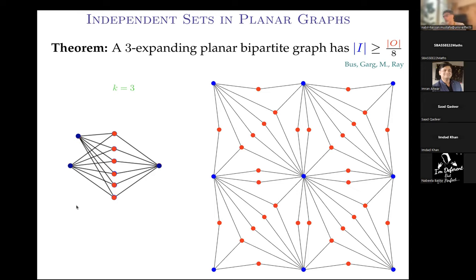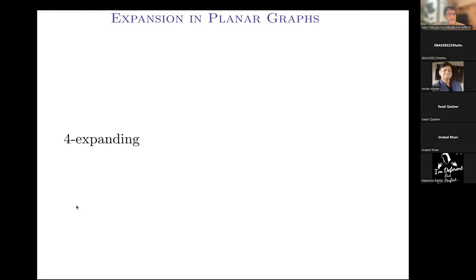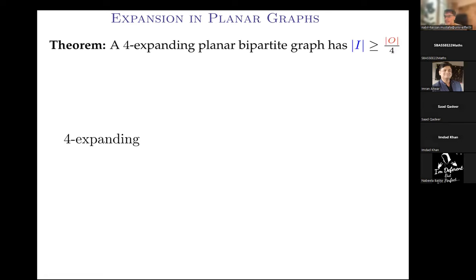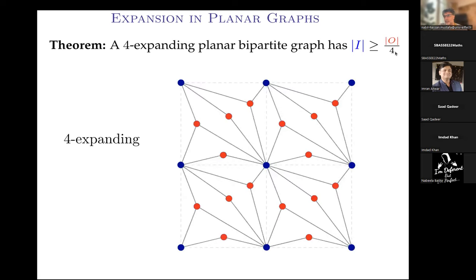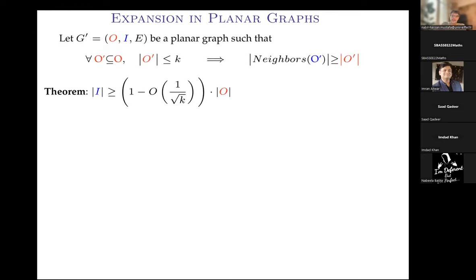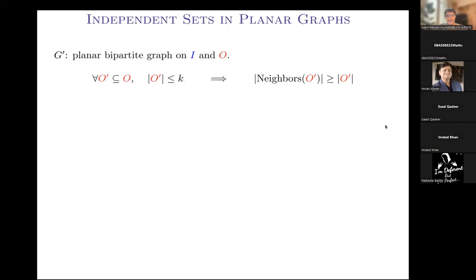All right. So if you try the 4 expansion, you can ask, what about k equal to 4? Meaning all subsets of size at most 4 expand, and in fact, you can do better. You can do 4, and that's tight. You have an example. And in general, the theorem on expansion says that if you have a k-expanding planar graph for k at least 3, it converges to the optimal in this manner. As k increases, it gets closer and closer to the optimal. I was going to give you a proof of that, but let me skip that, and I'll send the slides so that you can look at it later.